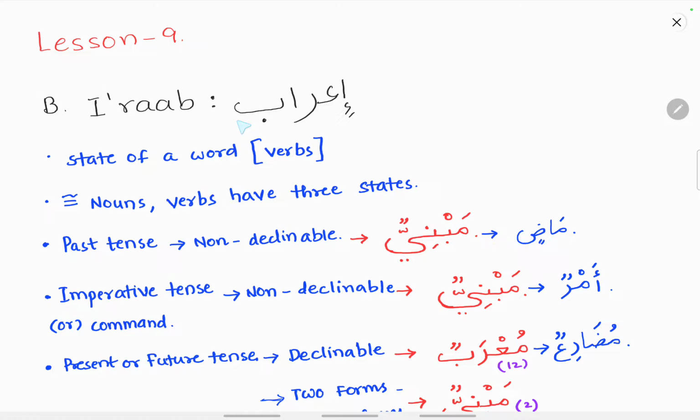Last class we have finished the tenses of verbs. Today we will go to the second characteristic of a verb, that is i'rab of a verb. So what is an i'rab? I'rab is a state of a word. So here it is a verb. So i'rab is a state of a verb.